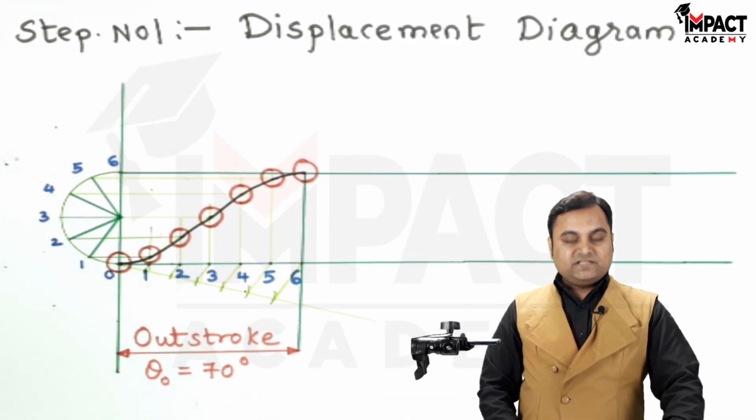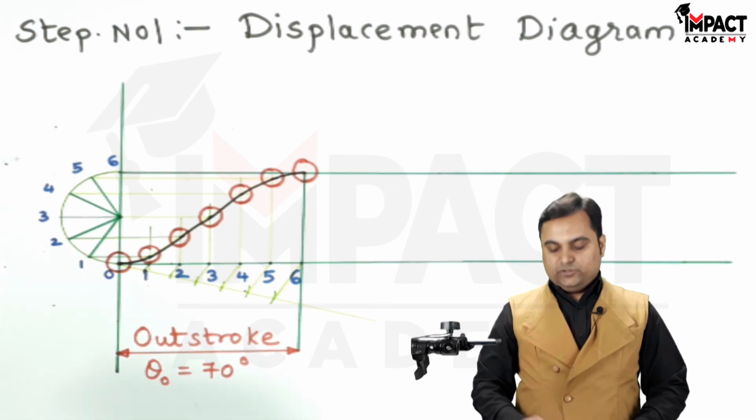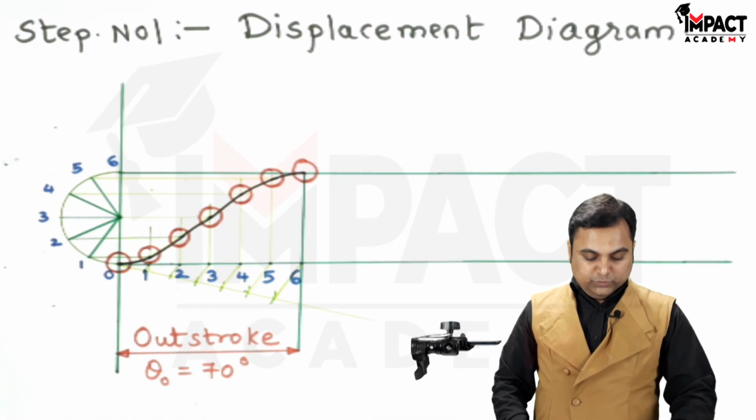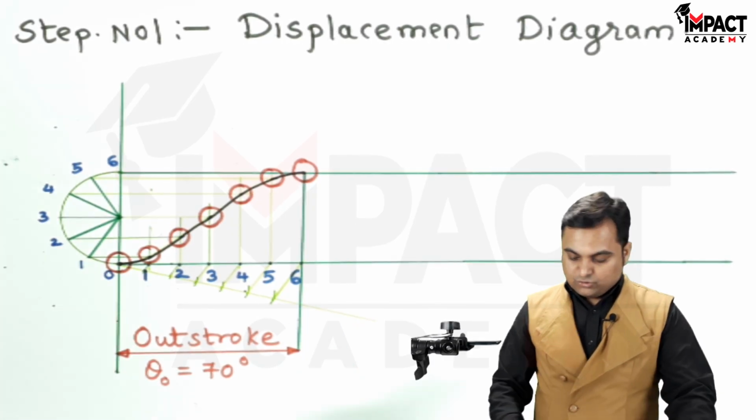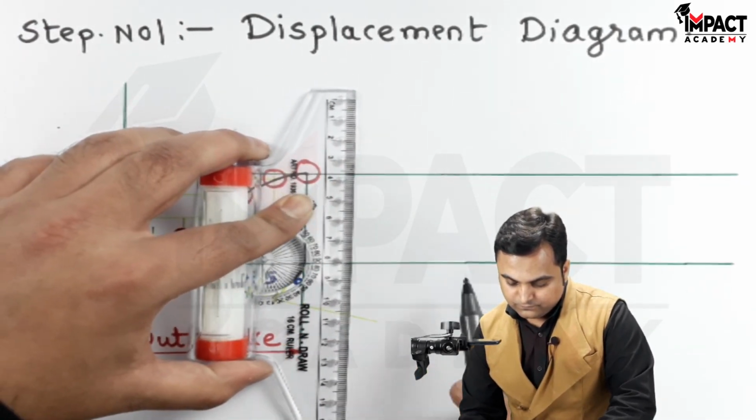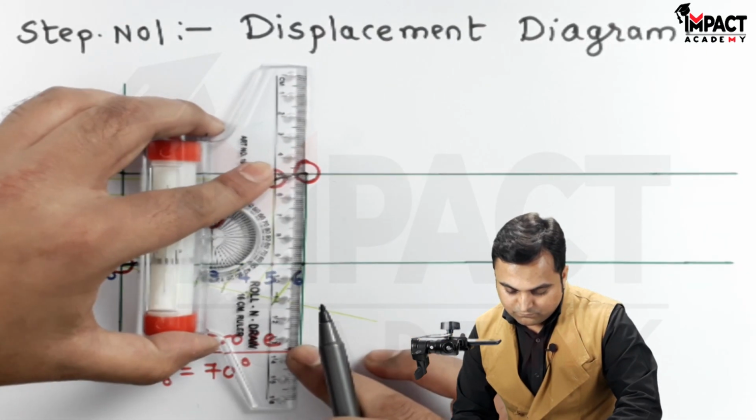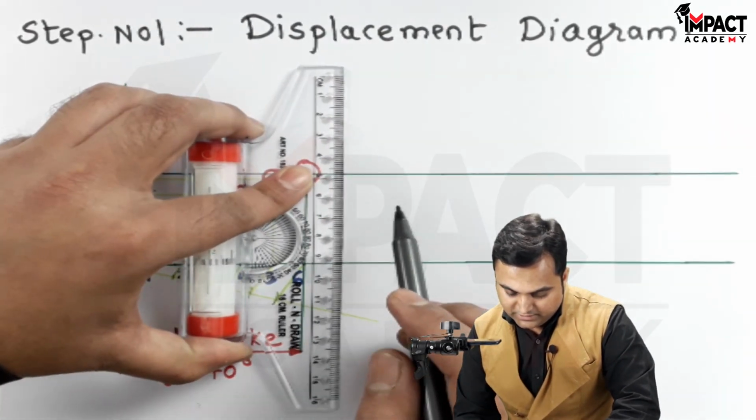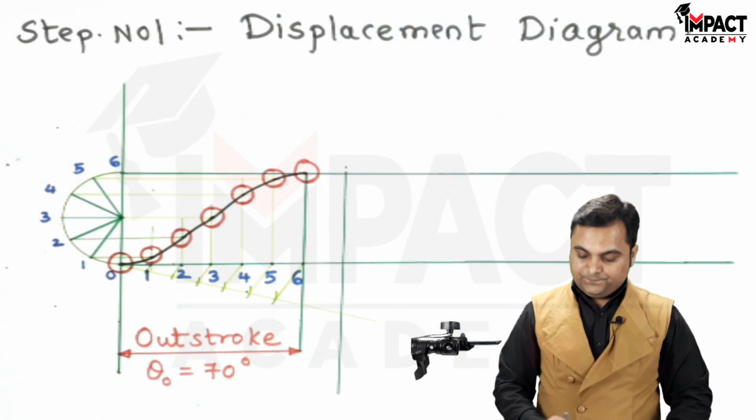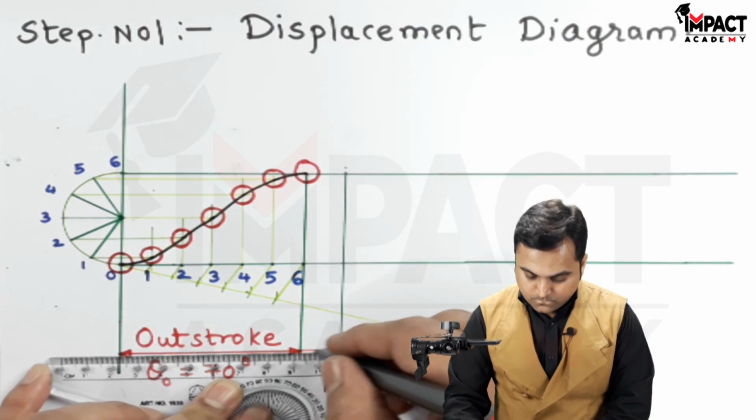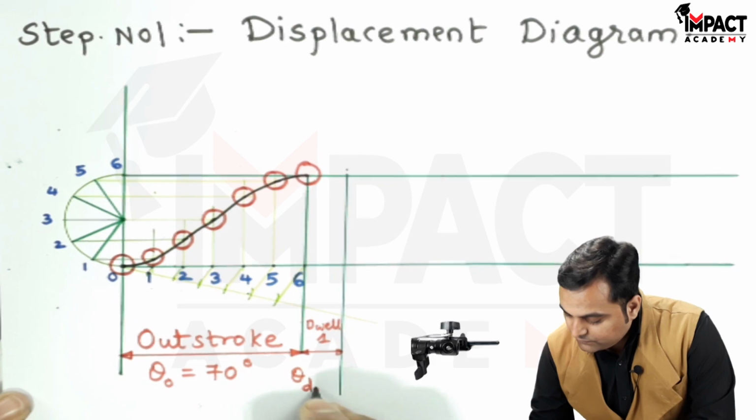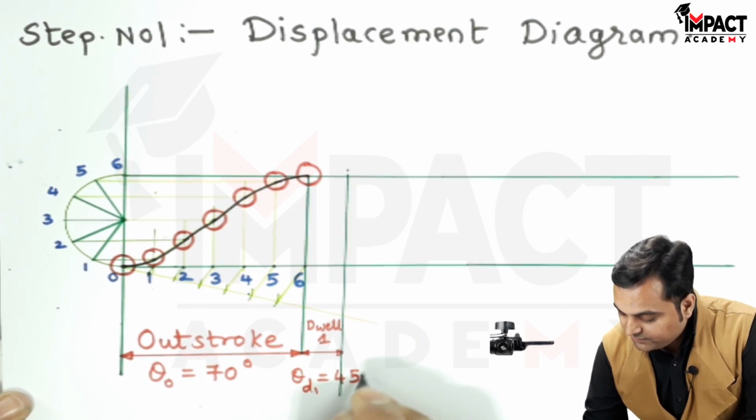Next, the dwell is given as 45 degree, and during the dwell the roller follower will remain at the same position. So for dwell I can just draw a light vertical line at some particular distance. Not exactly to scale because it is dwell. Light vertical line. Dwell 1, theta d1, which is 45 degree.